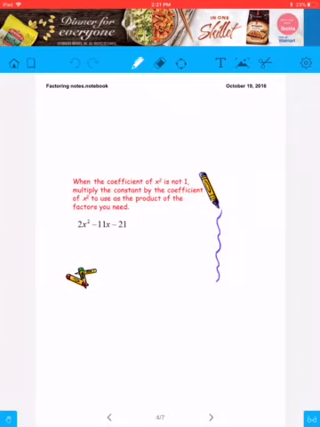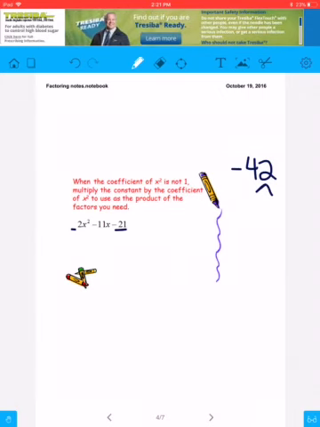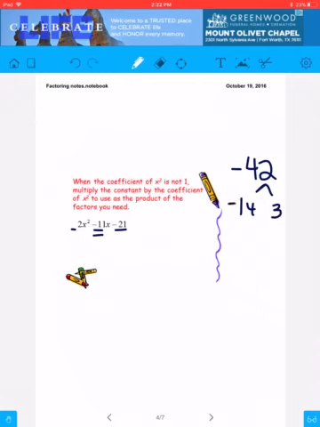Now, when a is anything other than 1, we have some extra steps we have to do. Okay, so first off, I have 2x squared minus 11x minus 21. So I have to multiply a times c. So 2 times negative 21 is negative 42. And I need factors of negative 42 that add up to b, which is negative 11. So let me see here. Okay, so 14 and 3, and the 14 needs to be negative. So negative 14 times 3 gives me negative 42, and negative 14 plus 3 gives me negative 11.